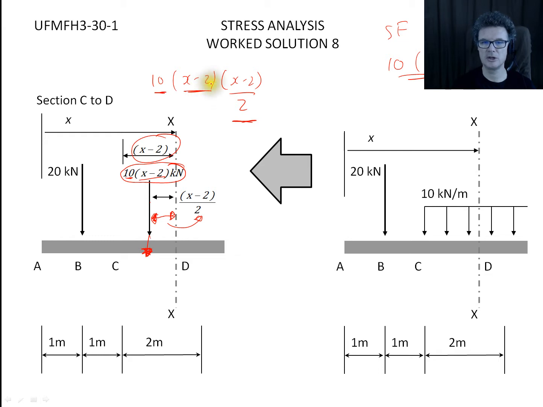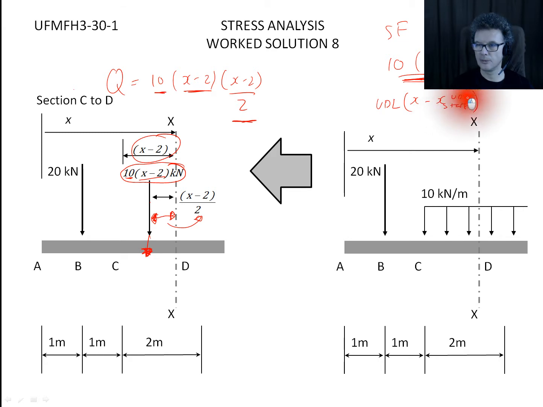the midpoint force. So here we've got the Q value. Okay. So do you see that you've got the SF value there? So another way of looking at it is just saying, for the SF, I do UDL times (x take away start point of the UDL). Okay, so that's for that.